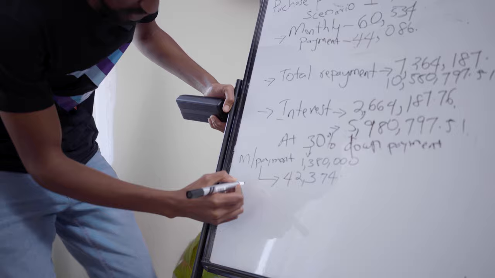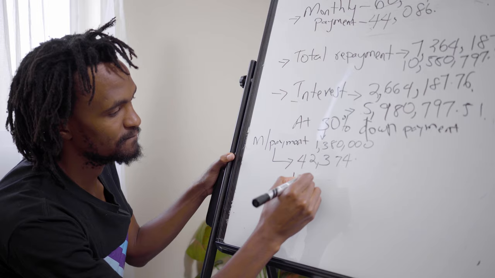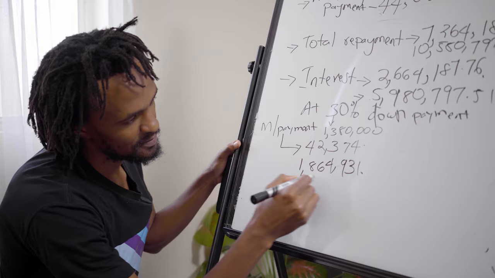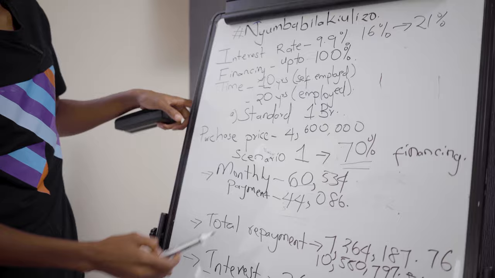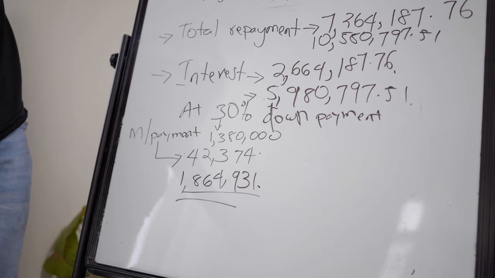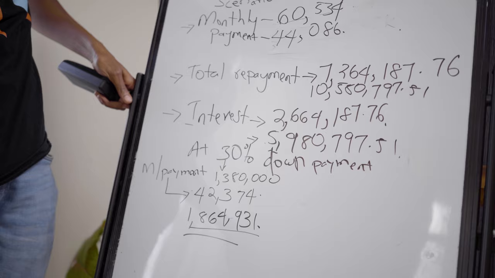The total interest is 1,864,931. You can see the difference. When you are doing 100% financing, you are doing 60K per month. Now it's down to 42K. Then if you rent it out as unfurnished, you're making 30,000, so you only need to top up 12K. If you rent it out as furnished, like you said, it pays for itself.